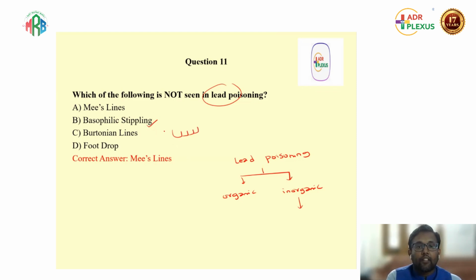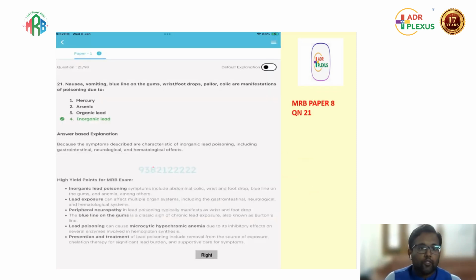We have the teeth in the mouth, there we have the gums, the Burtonian lines, then the nerves, peripheral neuropathies, wrist drop, foot drop. So the only thing is Mees lines will not come. So that is from our MRB, question paper 8, question number 21.